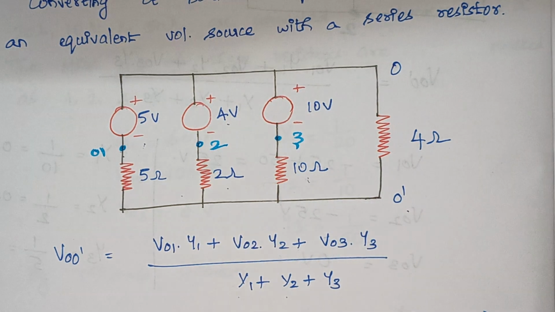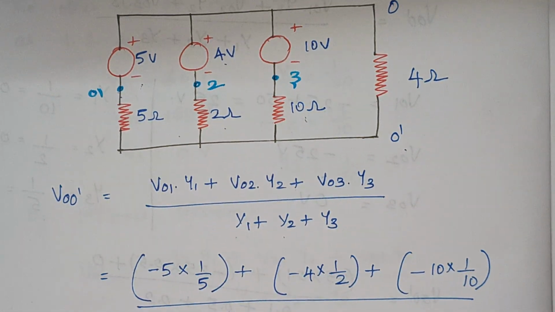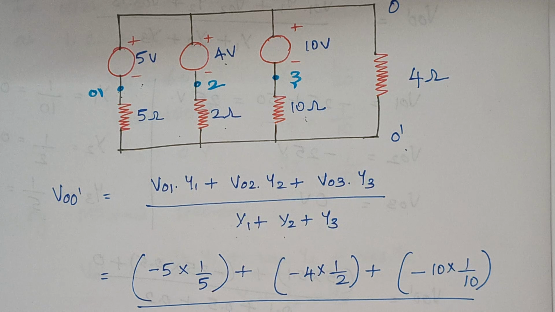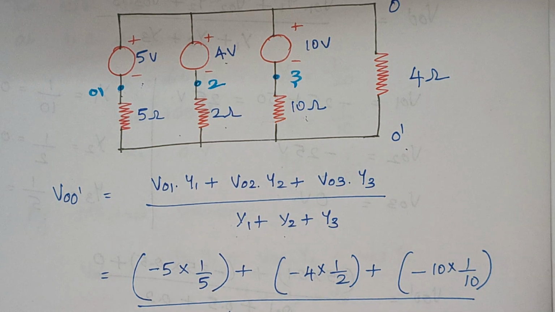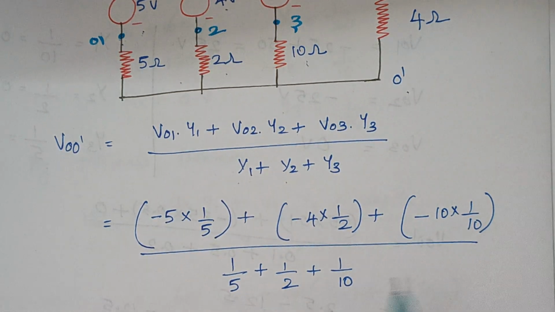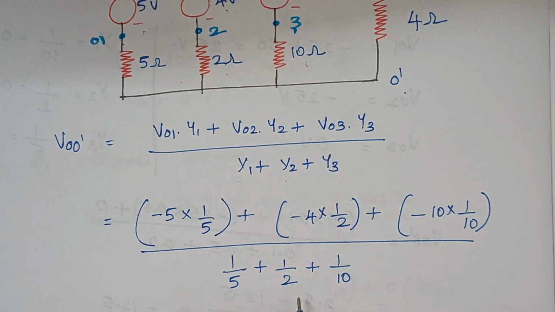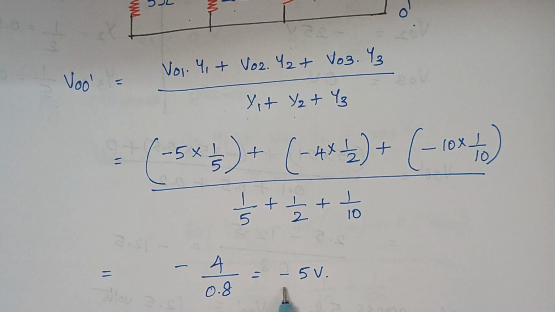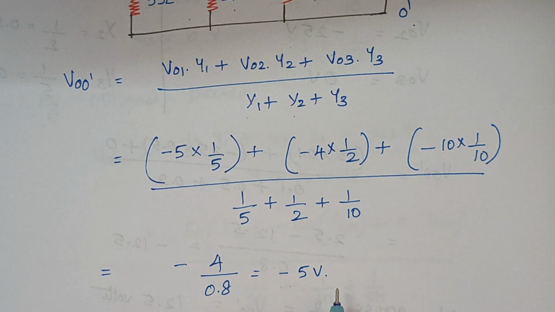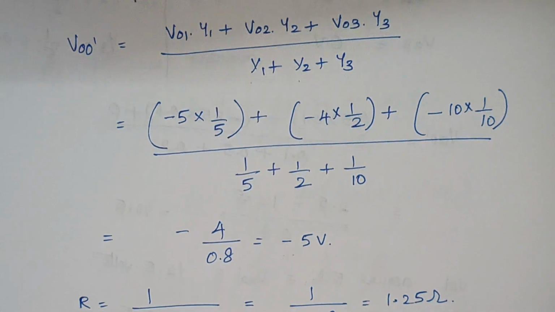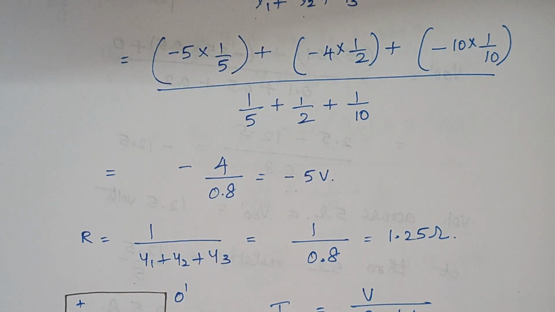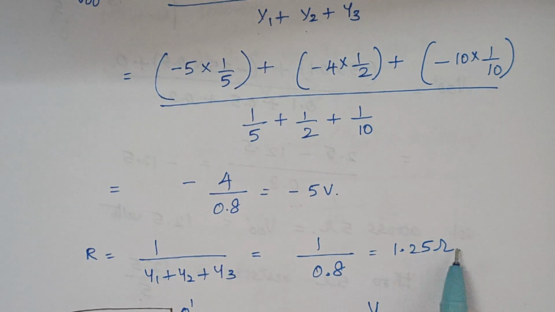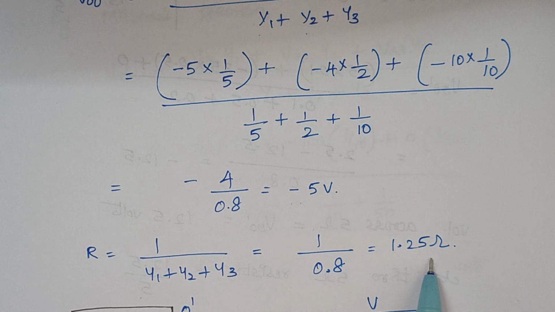Right. So the thing is just substituting the values. That's it. And the values of Y1, Y2, Y3, as we all know, are 1 by 5, 1 by 2 and 1 by 10. Once you solve, finally here the value is minus 5 volt. Again, the voltage should always be positive, so we should reverse it. Okay, that's it. And the value of R is 1 by Y1 plus Y2 plus Y3, so here the answer is 1.25 ohms.